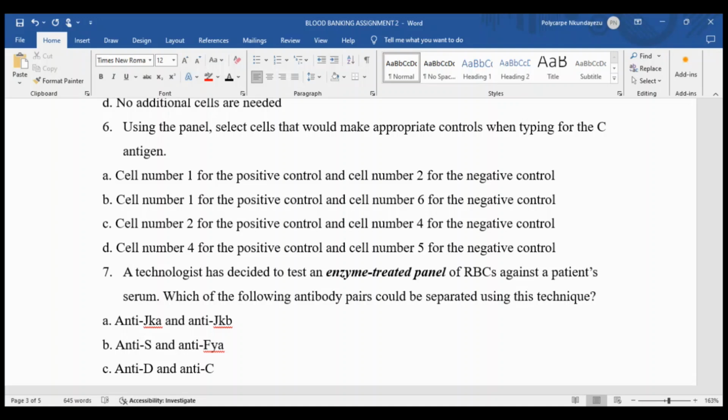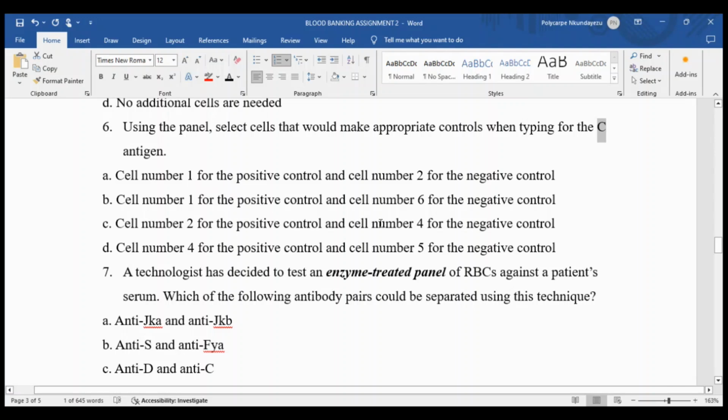So that is typing or grouping. If we want to type, if we want to confirm the presence of antigen C, which cell among the cells listed here, or which group of cells, can be appropriate for typing small capital C? Cell number 1 is for positive control and cell number 2 for negative control.